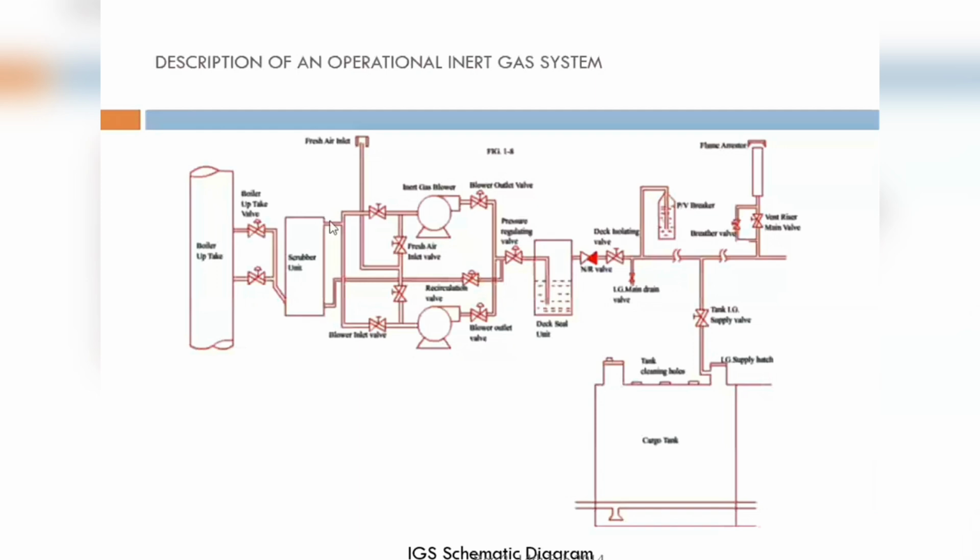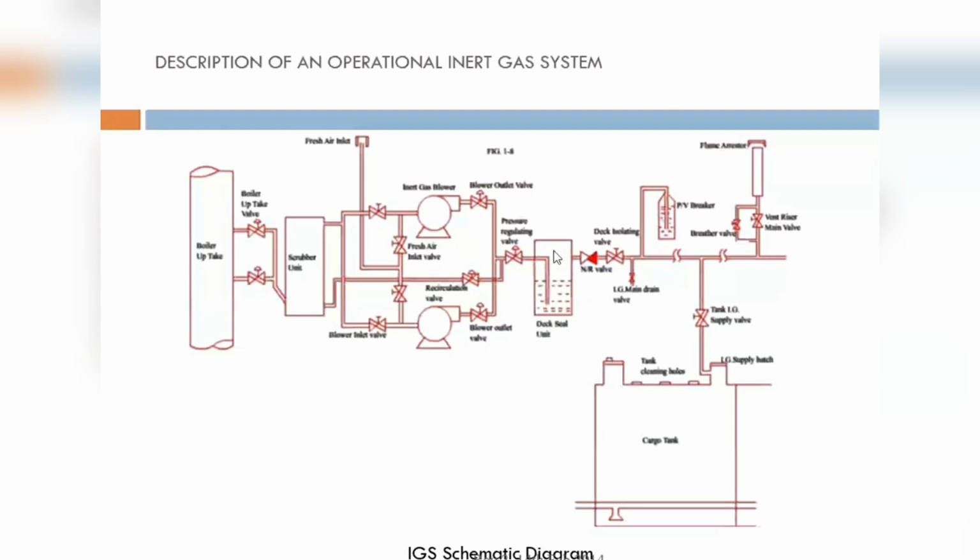You have valves provided on the suction side and the discharge side of the blowers. The reason being, if there is no valve and I'm using this bottom blower, the IG from this scrubber will come and go towards the tank from here, and if there is no valve, there is a chance that it might go back. So that's why it is a SOLAS requirement to have valves on the suction and the discharge side of the blowers.